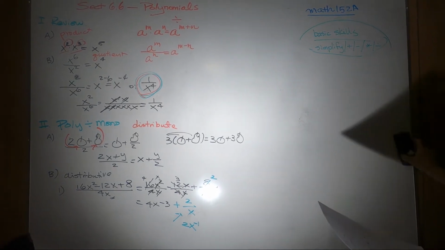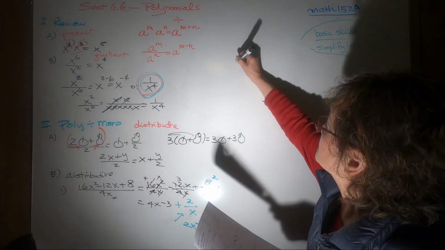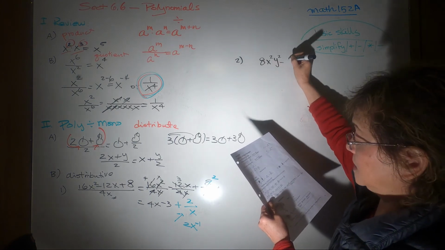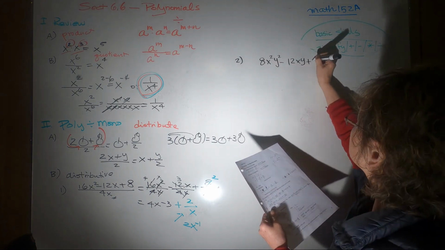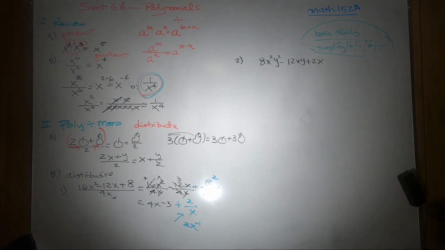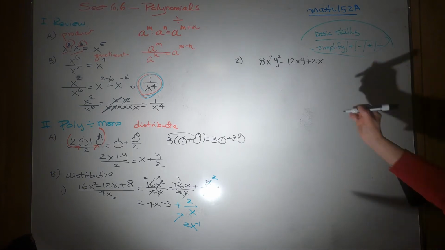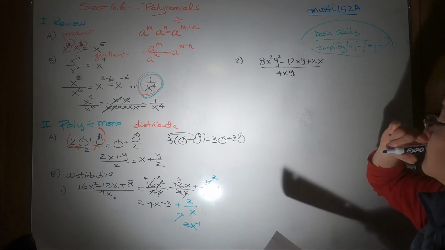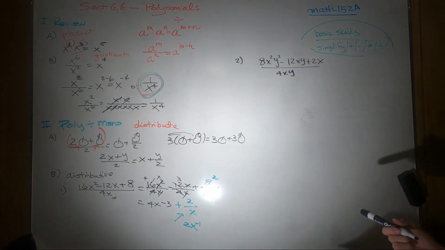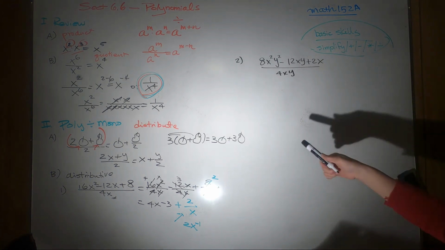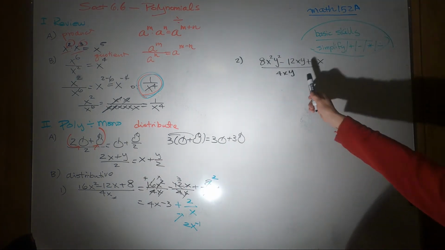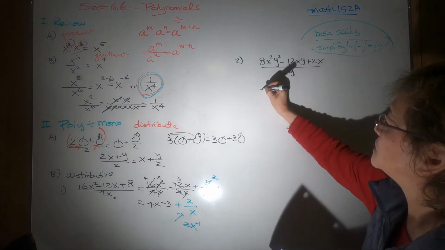All right, so let's look at the next one. You have 8x squared y squared minus 12xy plus 2x. How many terms do we have? 3 terms, a trinomial, right? Then it's divided by 4xy. Okay? Then divided by a mono. So it should distribute your mono, right? To everything for the numerator.